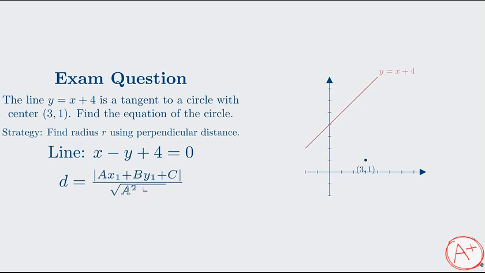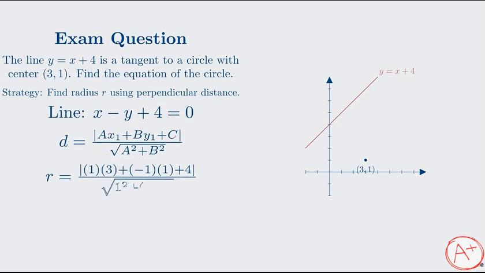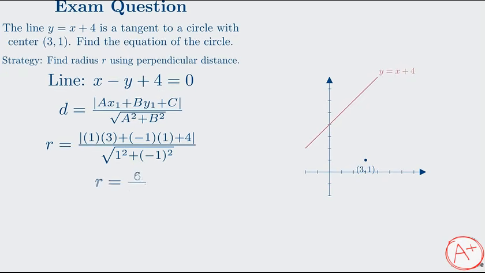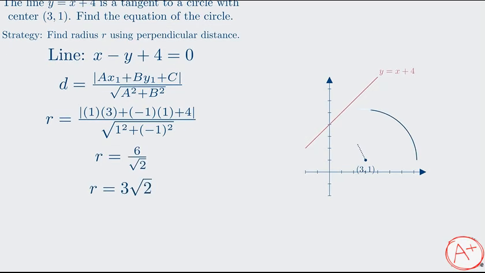Recall the perpendicular distance formula. d equals the absolute value of a x1 plus b y1 plus c, all over the square root of a squared plus b squared. Using this formula, the radius r equals the absolute value of 1 times 3 plus negative 1 times 1 plus 4, divided by the square root of 1 squared plus negative 1 squared. Simplifying the numerator, 3 minus 1 plus 4 gives us 6. The denominator is the square root of 2, so the radius is 6 over root 2, which simplifies to 3 root 2.